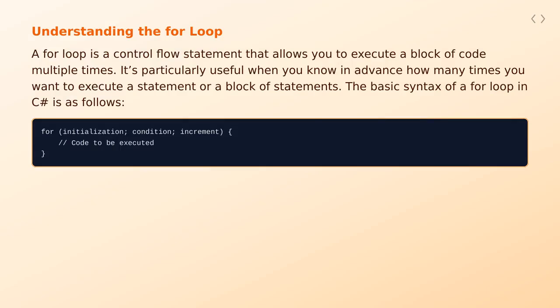This section covers understanding the for loop. A for loop is a control flow statement that allows you to execute a block of code multiple times. It's particularly useful when you know in advance how many times you want to execute a statement or a block of statements. The basic syntax of a for loop in C# is as follows. The samples on screen walk through this step. Take a moment to read through them.